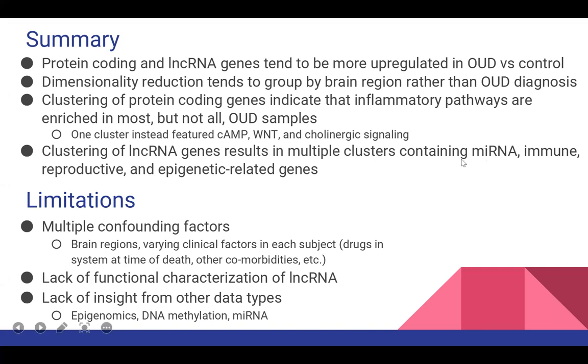There were several limitations in this project. There were multiple confounding factors that this study did not account for, such as varying combinations and amounts of substances in subjects' systems at the time of death, or the presence of other clinical disorders or characteristics. This could have contributed to further noise and variance within the dataset, despite the separate analysis of protein coding and long non-coding RNA. Additionally, this project only utilized one transcriptomic dataset, as OUD is a multifactorial disease that is significantly influenced by environmental and epigenetic factors.